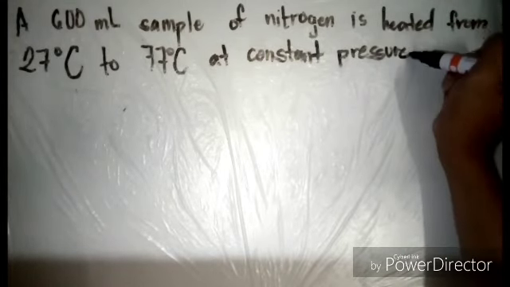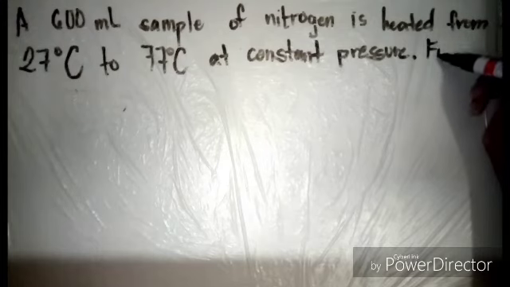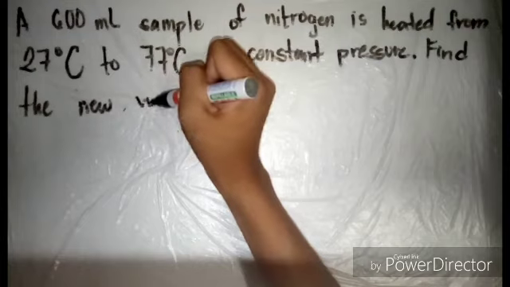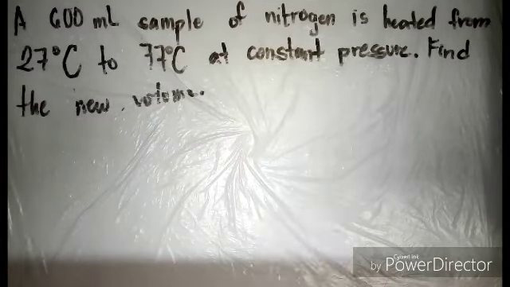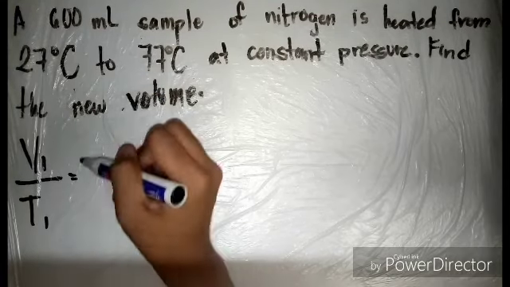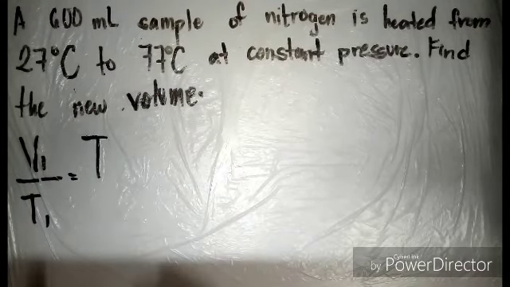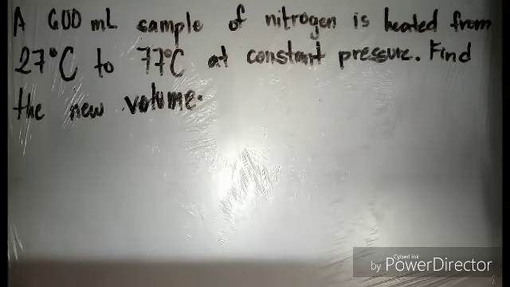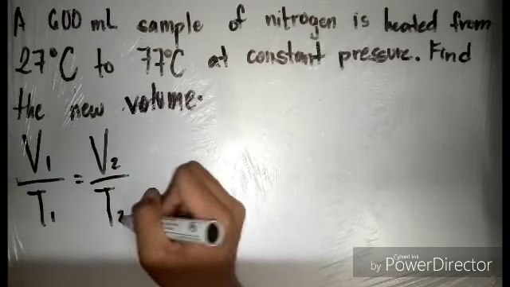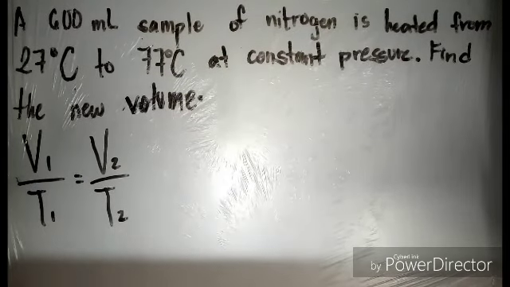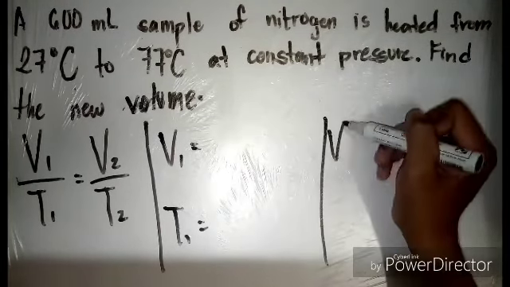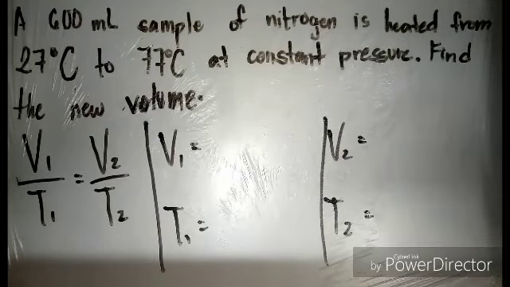A 600 ml sample of nitrogen is heated from 27 degrees Celsius to 77 degrees Celsius at constant pressure. Find the new volume. The first thing that we're going to do is to list the formula that we're going to use. So the first volume divided by the first temperature equals the second volume divided by the second temperature.